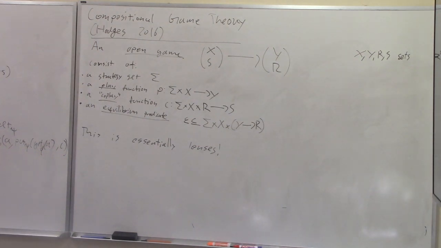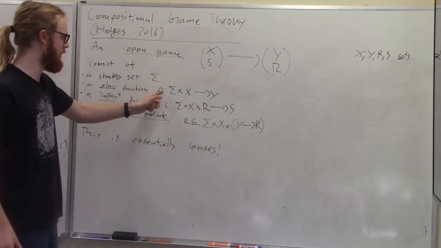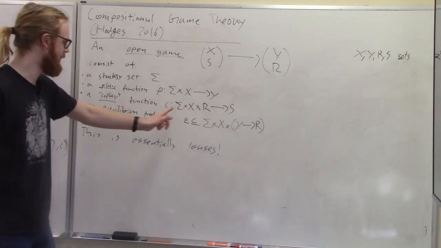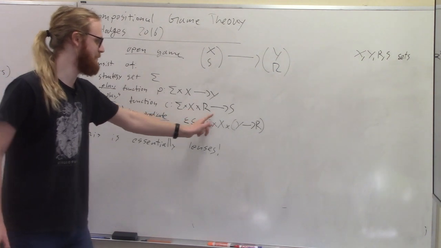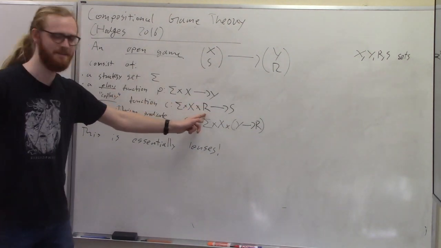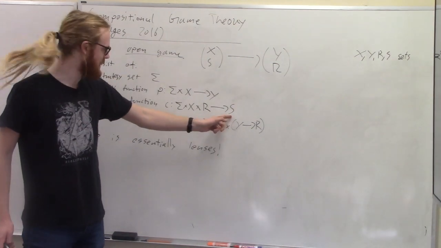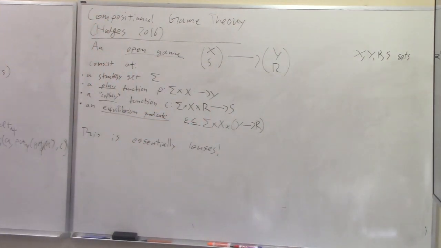So you have for each sigma a function from x to y, and for each sigma a function from x times r to s. And this is almost like a lens, except that the things that are going backwards, the b here is not b anymore, or y anymore, it's r, and the a here is not x, it's s. So this is like a lens if you modify this definition a little bit.